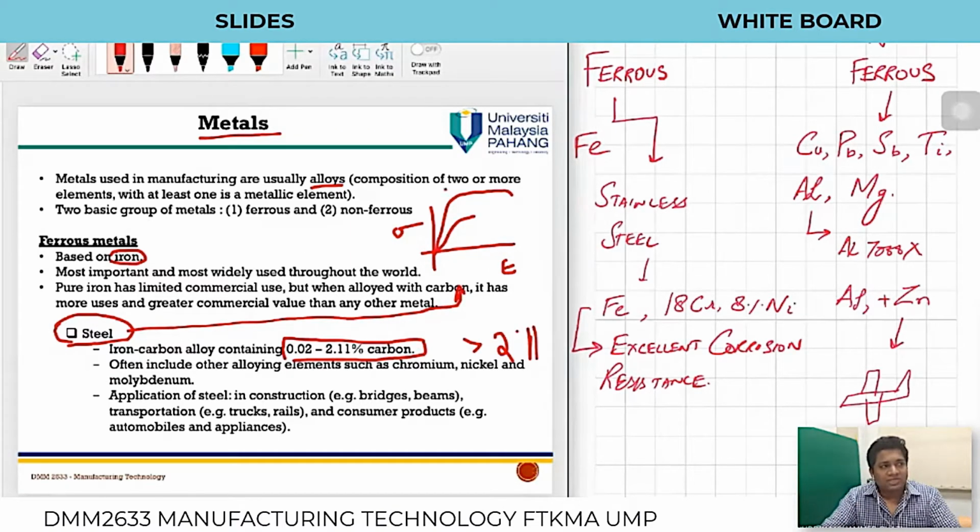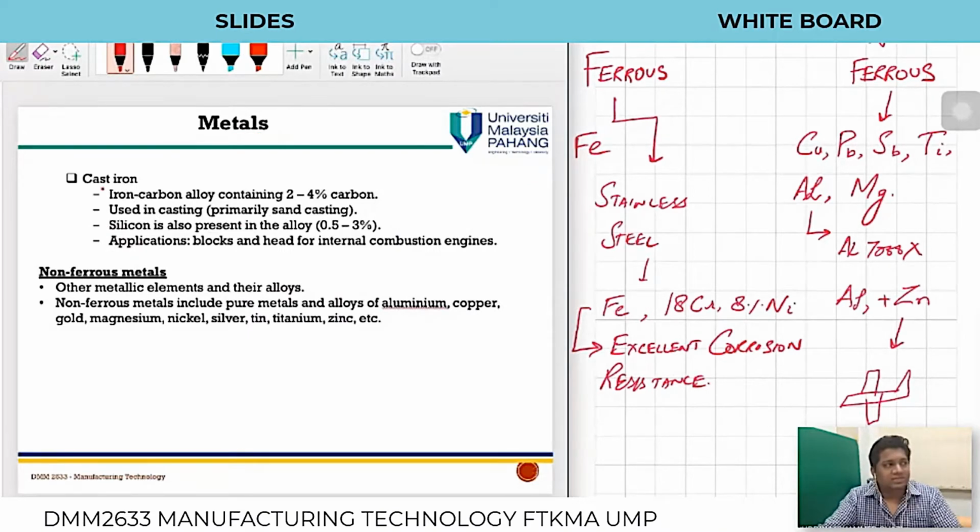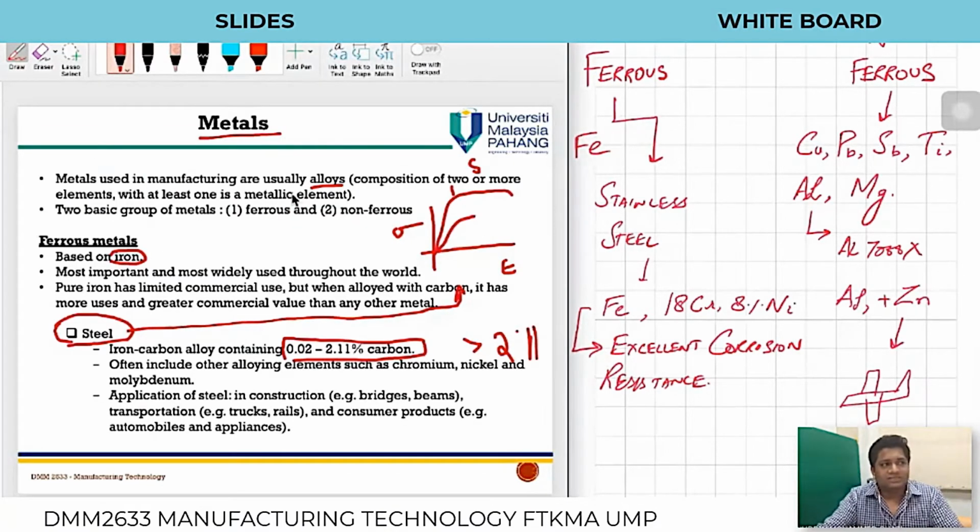Low carbon steel has very high strength. But if we talk about medium carbon or high carbon steel, so this is cast iron. Cast iron has 2 to 4% carbon. Okay, so what happens is that its strength is very low. The strength of this carbon is very low.